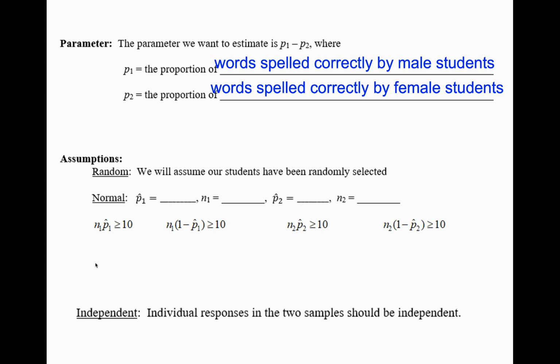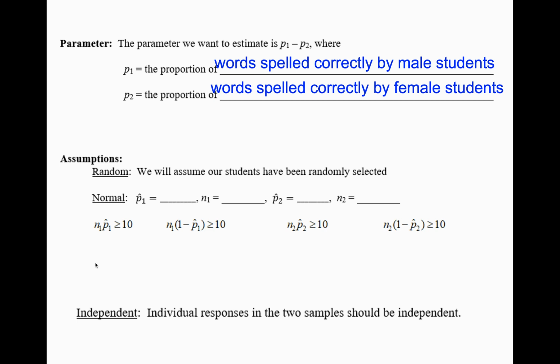Now for the assumptions, we still have to check the random, the normal, and the independent condition. We will assume that students in our class have been randomly selected. For the normal condition, remember, we're working with 2 population proportions. So normally we do the large counts condition, which is that n times p is greater than or equal to 10. But because we have 2 different populations, we have to do those checks for both of them.